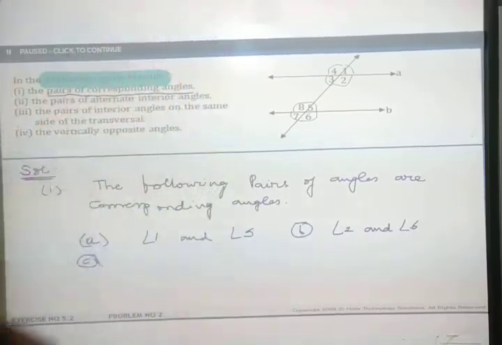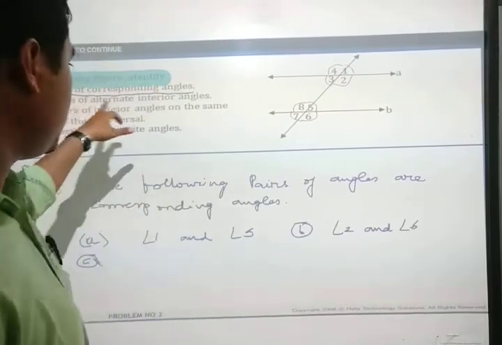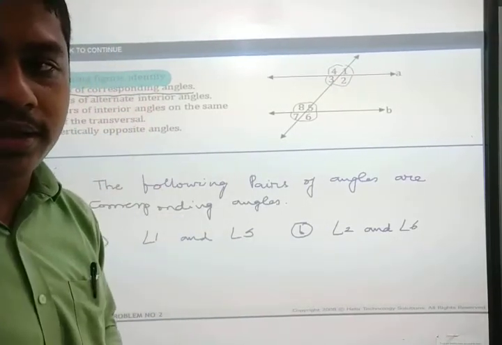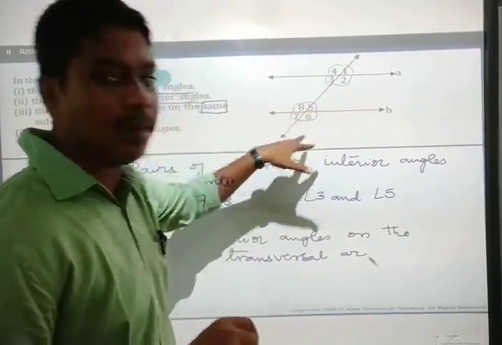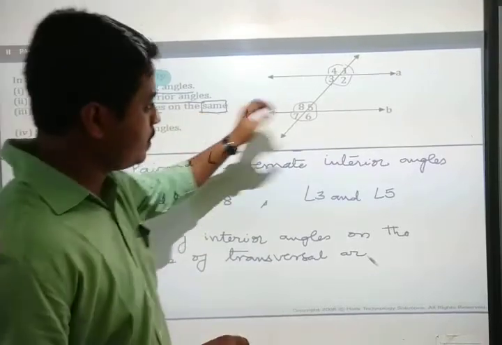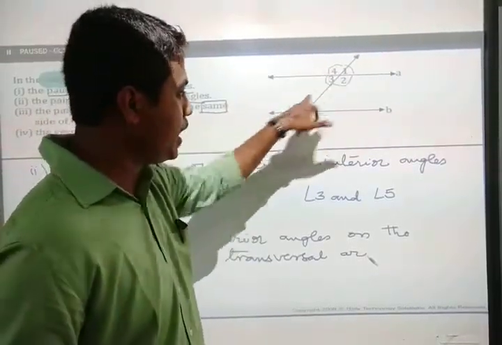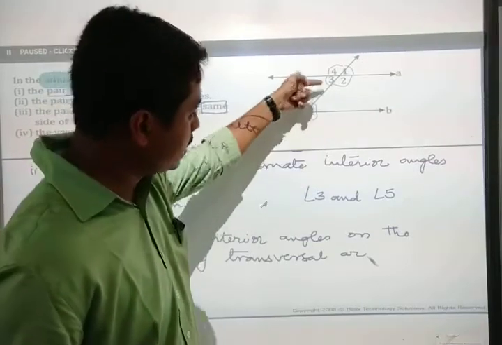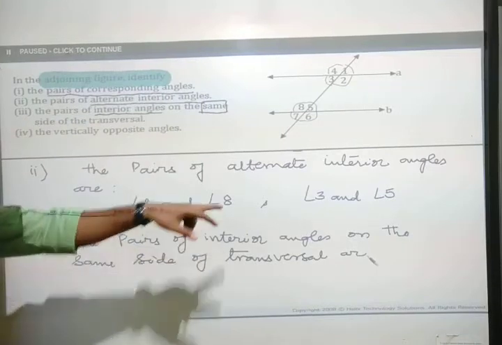Now let us move to the next one, the pairs of alternate interior angles. If you see in the diagram, angle 2 and angle 8 are a pair of alternate interior angles, because angle 2, angle 3, angle 8 and angle 4 are interior. So angle 2 and angle 8 are alternate interior angles, and angle 3 and angle 5 are alternate interior angles. So you have to write it. These are the two pairs.